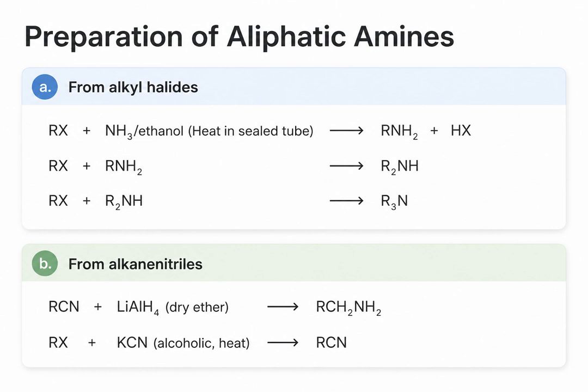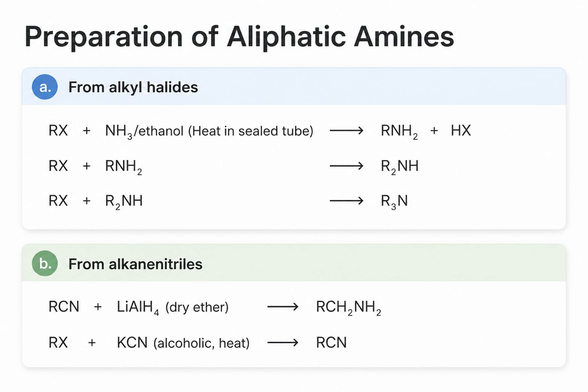First, we can synthesize them from alkyl halides. By heating an alkyl halide with ammonia in ethanol inside a sealed tube, we get a mixture of amines. The ammonia acts as a nucleophile. Interestingly, the primary amine formed can further react with the alkyl halide to produce secondary and eventually tertiary amines.